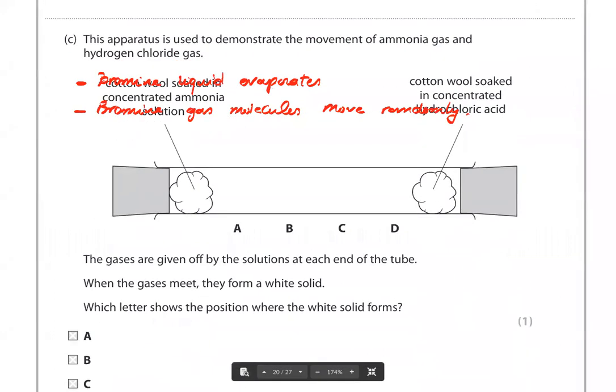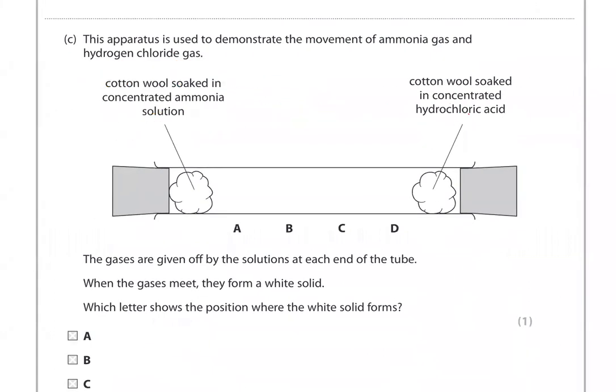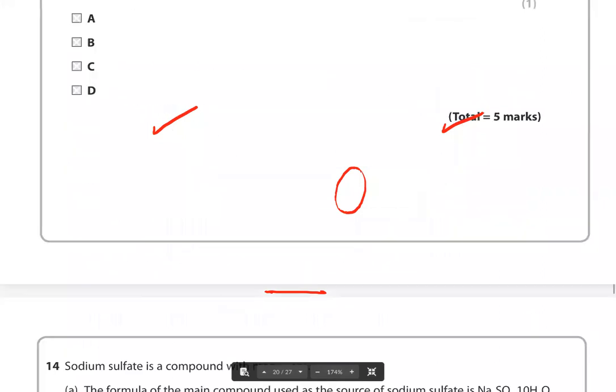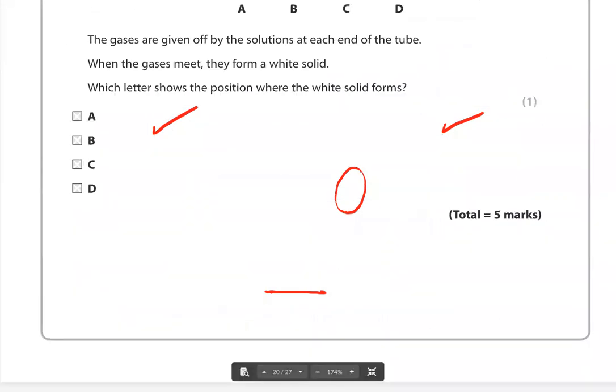Question C. This apparatus is used to demonstrate the movement of ammonia gas and hydrogen chloride gas. We have cotton wool soaked in concentrated ammonia solution on the left and concentrated hydrochloric acid on the right. The gases are given off by the solution at each end of the tube. When the gases meet, they form a white solid, ammonium chloride, which shows the position where the white solid forms. Of course it's C here. Not D, because that is next to the hydrochloric acid, which would mean the hydrogen chloride didn't move at all.